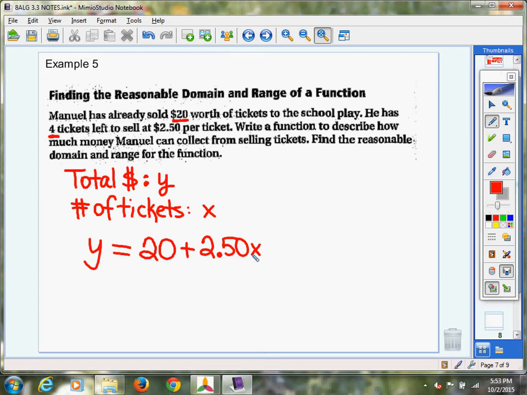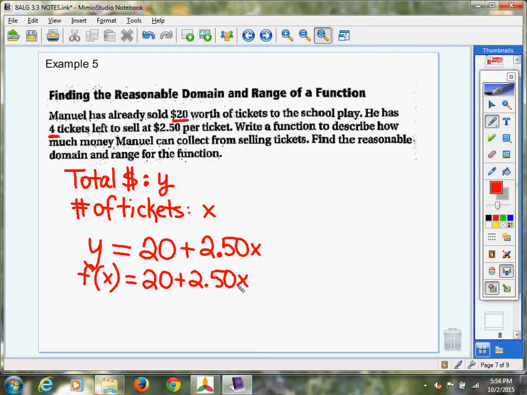Okay, so we wrote a function. So there it is. There's our function. If we wanted function notation, what would I change the y into? Right, f of x. It's a function of x. So here's my $20 plus $2.50 for each additional ticket, and that'll give me my function.